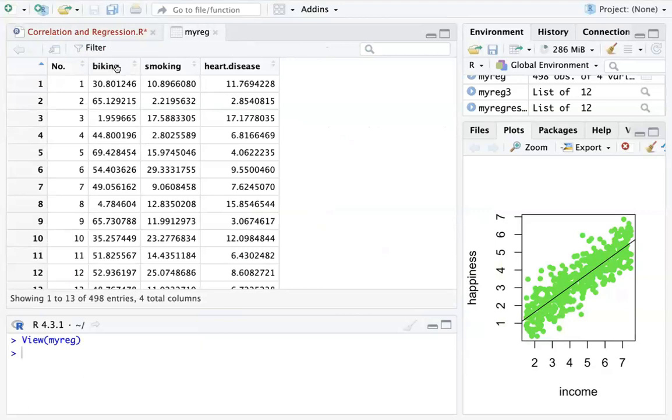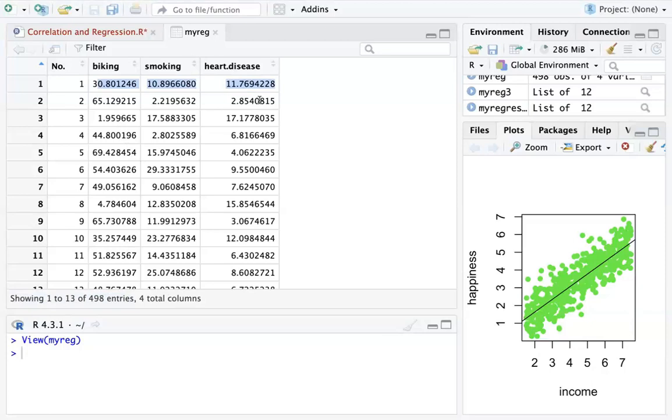One is biking, another is smoking, and another is propensity or chances of heart disease. So there are four columns. And again, as you can see here, showing 1 to 3 of 498 entries, which means it's a big data set, and there are four columns, but the columns of our interest are these three: biking, smoking, and heart disease.